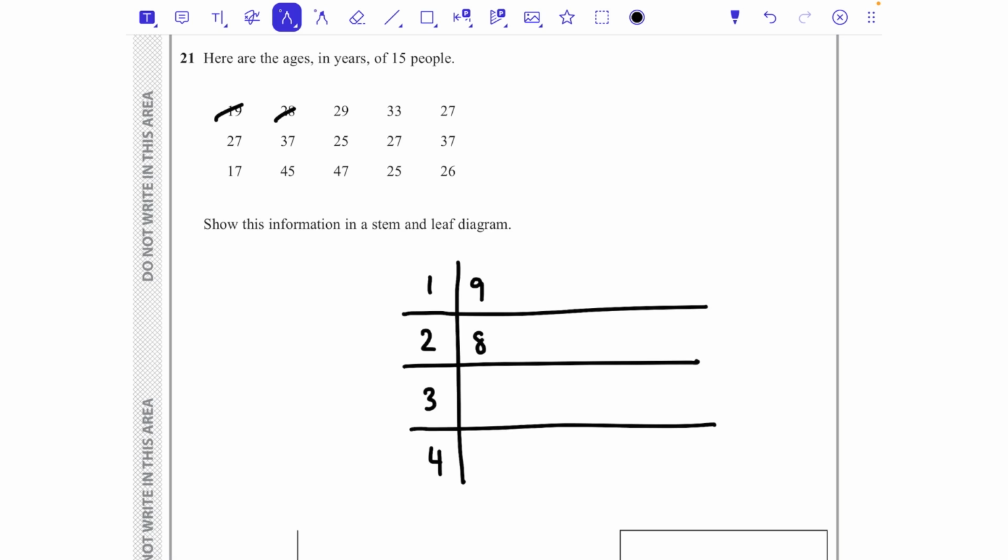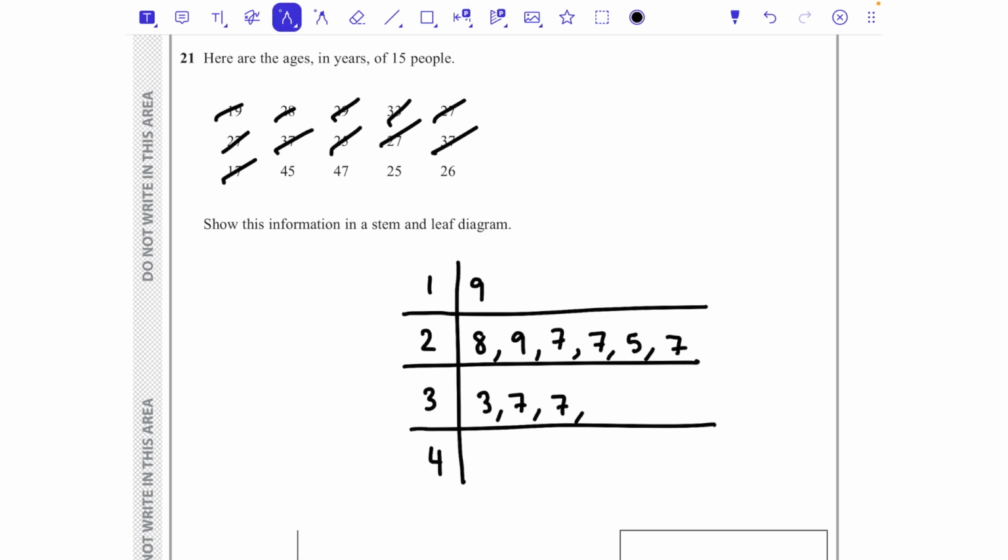28 goes here. 29 goes here. 33 goes here. 27 goes here. And you can see that this isn't in order, but I'm going through all of the numbers to make sure that I don't miss any. 37, 25, 27, 37, 17, 45, 47, 25 and 26.